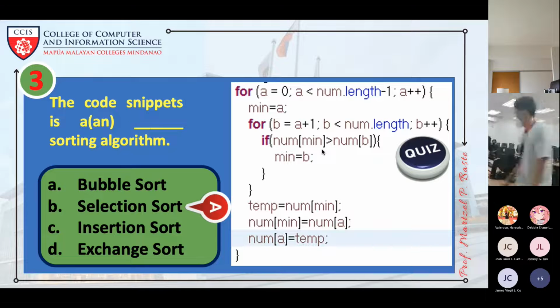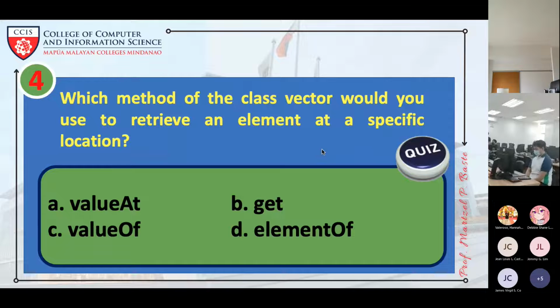Okay. Let's have the next round. Anyway, we have only 10 questions for this game, so we now move forward to our fourth question. Please be fast. Which method of the class Vector would you use to retrieve an element at a specific location? Is it A?